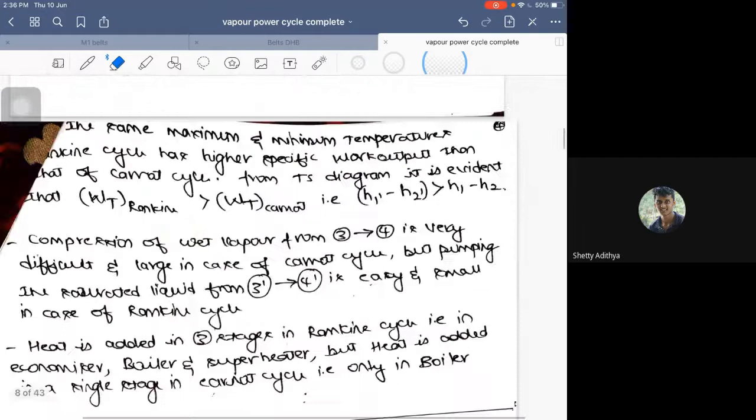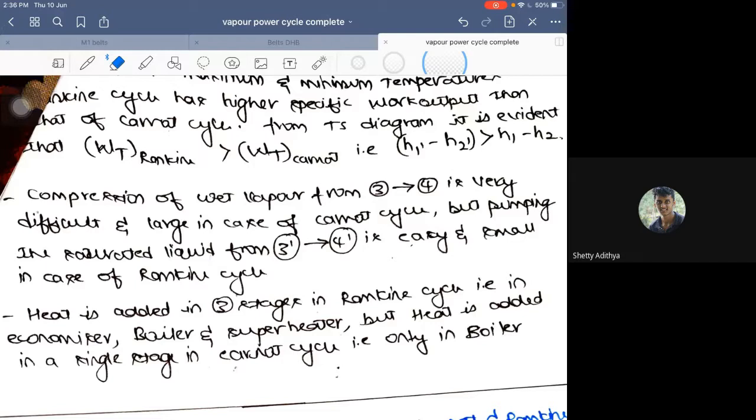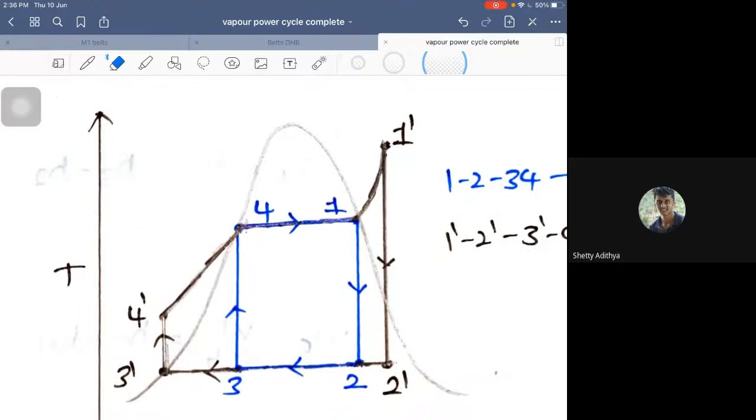Next, the compression of the wet vapor from 3 to 4 is very difficult and large in case of Carnot cycle. But pumping the saturated liquid from 3' to 4' is easy and small in case of Rankine cycle. Next difference is the pumping work. First, we will talk about Carnot cycle. Carnot cycle pumping work or compressor work happens from 3 to 4. Now, can anyone tell me, in case of a Carnot cycle, what exactly you are compressing there?